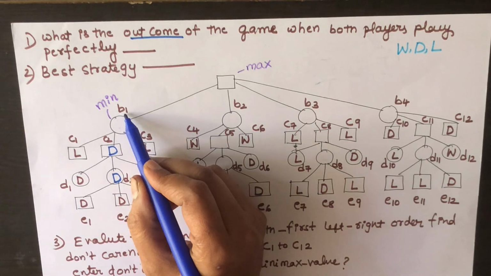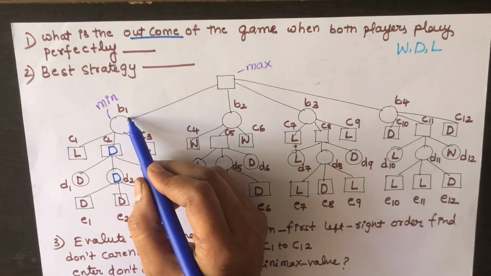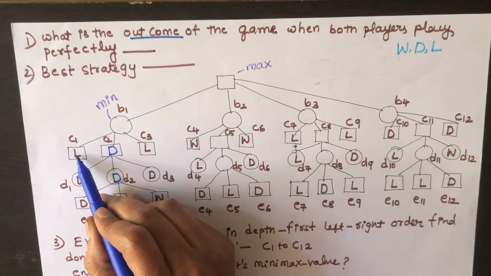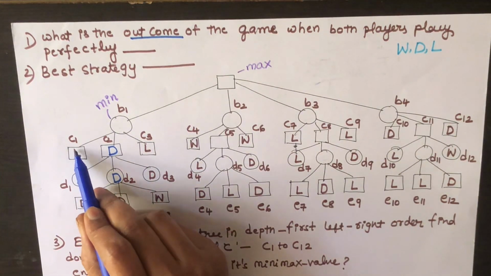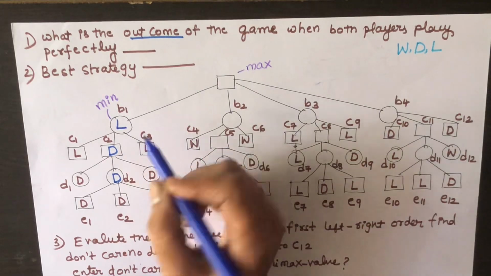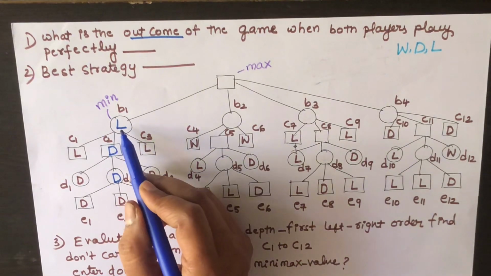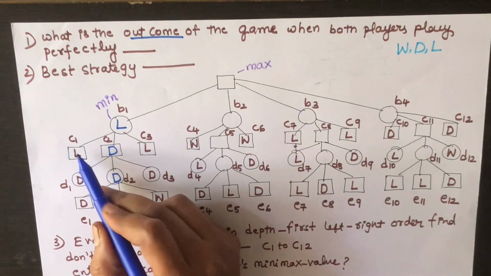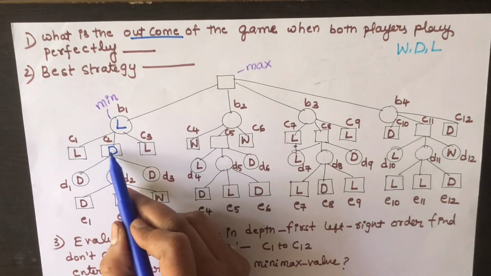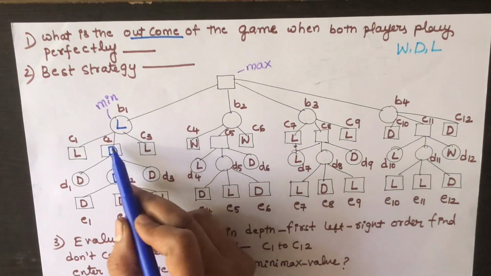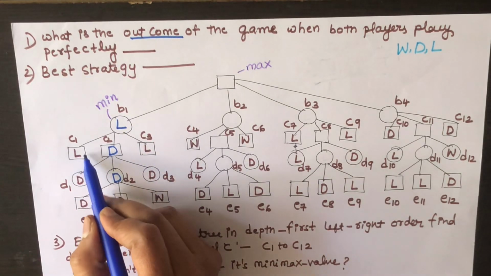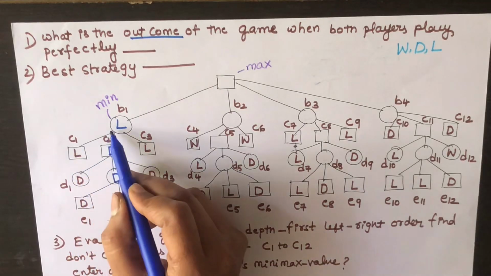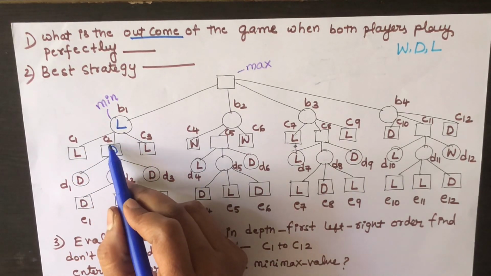And B1 is the minimum node. The minimum node selects the minimum value. So C1 has the least value, the first minimum. It selects the minimum value, that is L from C1, because C1 decided the output. C1 is L. It does not affect C2 and C3. It does not consider them because the max node contains the minimum value. It selects only that value.